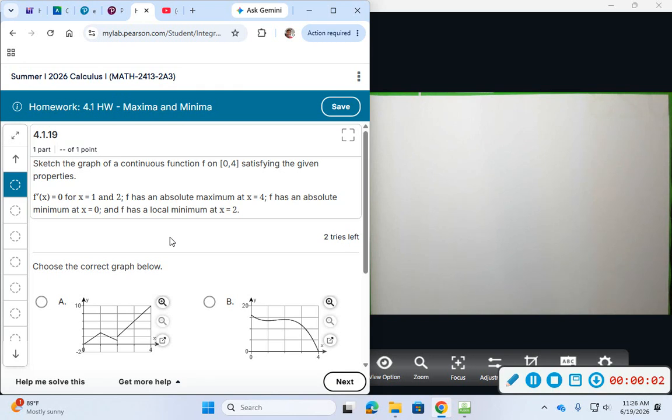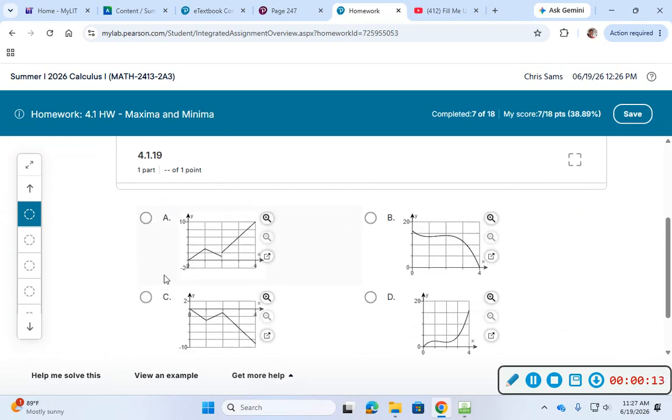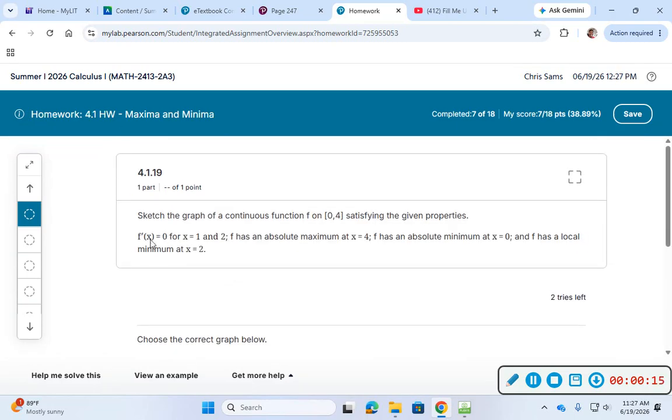All right, number 8. We just want to sketch the graph of the continuous function on [0, 4] that satisfies the given properties. So it doesn't look like we have to solve anything here. I'm going to make full screen. And so the properties we are looking for is that the derivative of the function is equal to 0 for x equals 1 and 2.